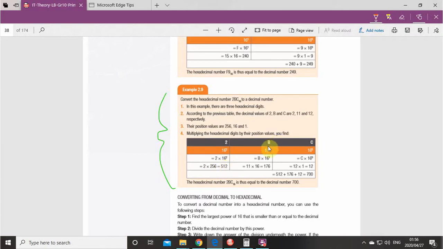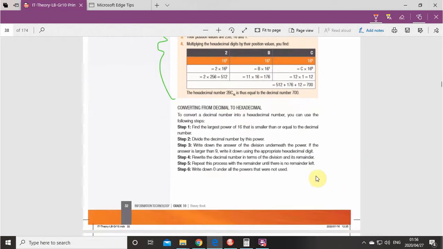Then you add B, which, if we remember from above, is 11. So I'm going to take 11 times 16 to the power of 1, which is 16, so that equates to 176. I'm going to add that to my answer, and then lastly I'm going to take C, which is 12, and multiply that by 16 to the power of 0, which is 1. So 12 times 1 equals 12. Then just add all of these totals together, 512 plus 176 plus 12, and that equates to 700. Thus 2BC equals decimal number 700.